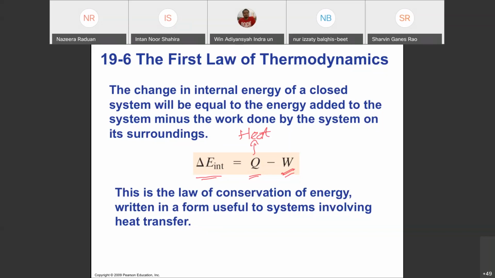So this is a simple formula, but I want to explain the sign convention. Because in some textbooks, if you look at other textbooks, they will use plus W, for example. This is not wrong, this is also correct, but we have to agree when we're going to use minus and when we're going to use plus. So we stick to this formula, but we have to follow the sign convention.